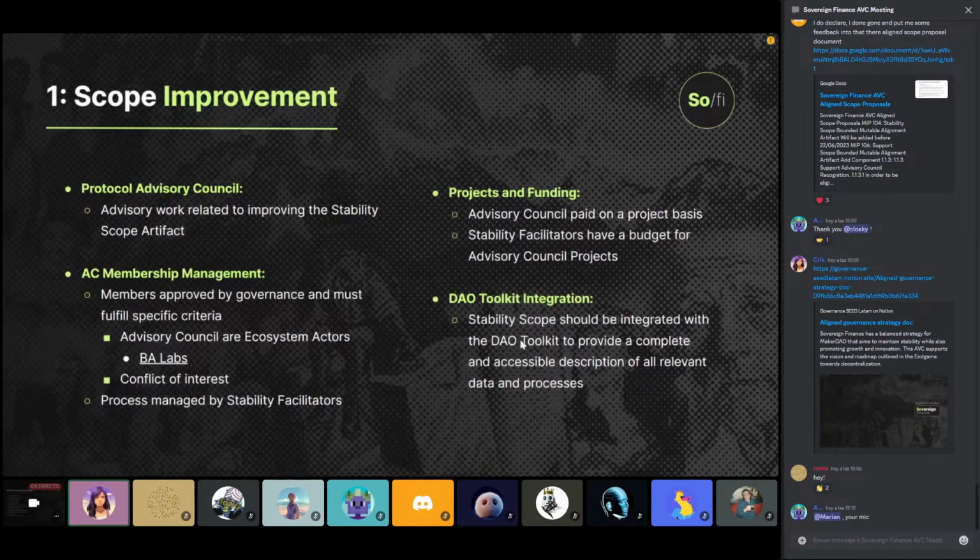The DAO toolkit integration: the stability scope should be integrated with the DAO toolkit to provide a complete and accessible description of all relevant data processes. So yes, the stability scope should have a user-friendly strategy for how it looks and how people interact with it, like using this DAO toolkit.